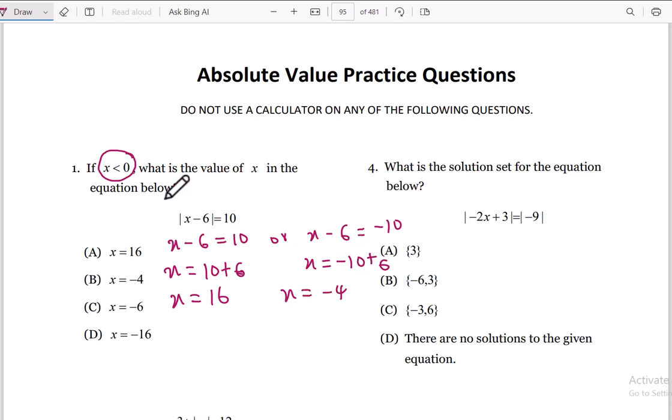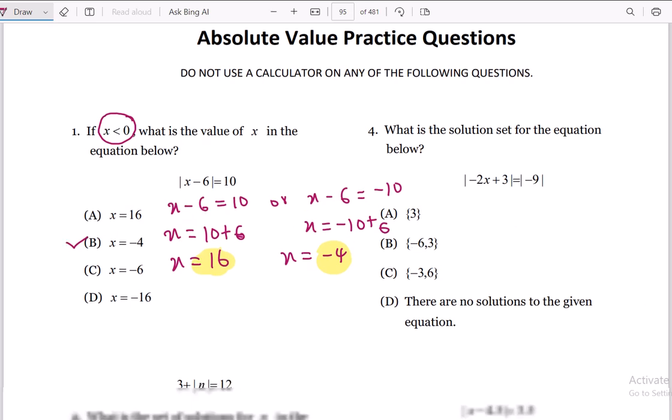What's the next step? They said x is what? Less than 0. Pay attention to that, less than 0. So now you had two values for x: one says x is 16, and the other says x is negative 4. Which of these is less than 0? Is it 16 or negative 4? Negative 4 is less than 0, and that is why our option is B. So we are going for option B. Let's mark B and go for the next question.